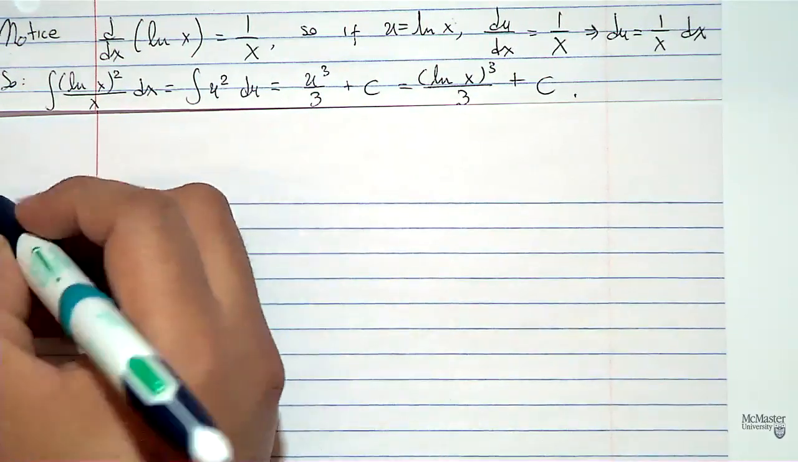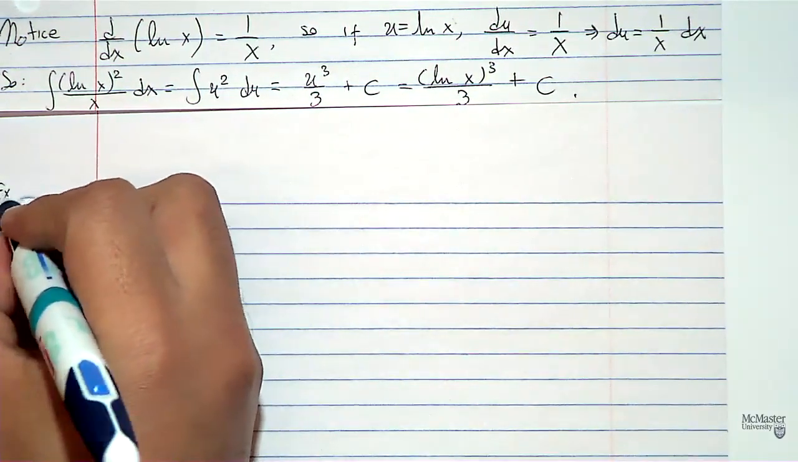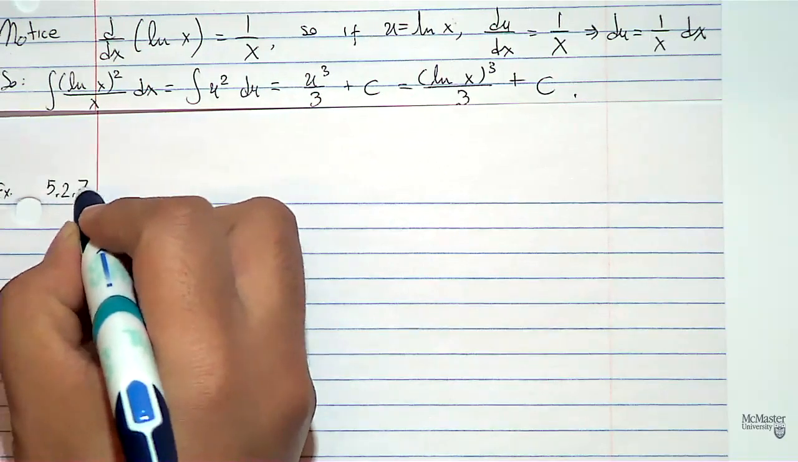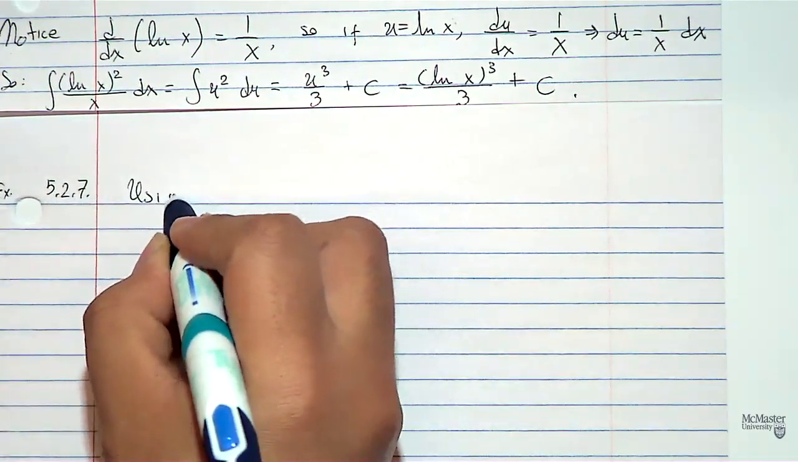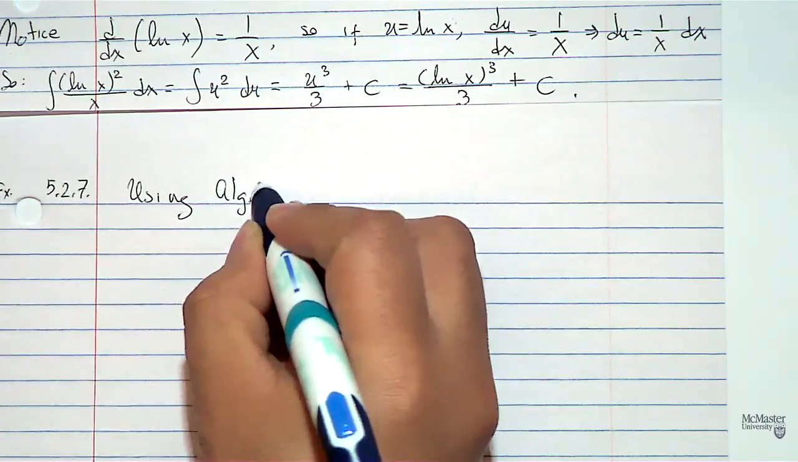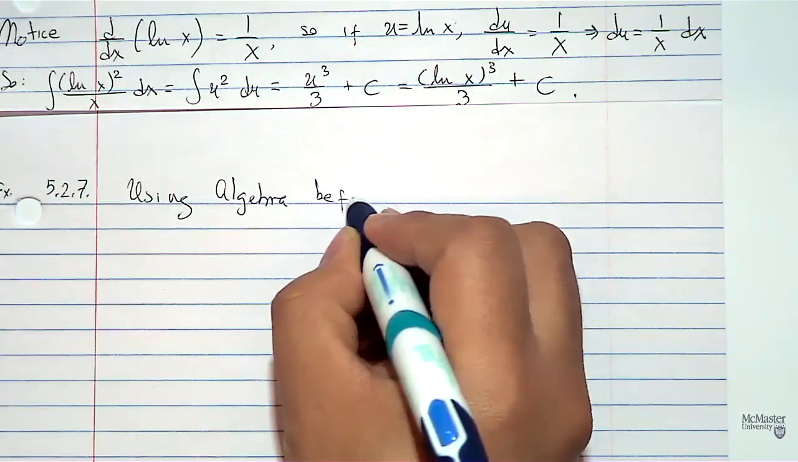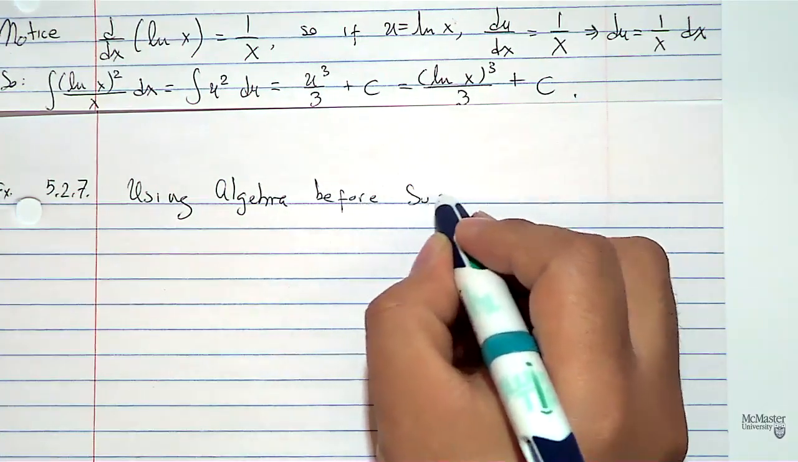So, the next example is 5.2.7, which is basically to use algebra before doing the substitution.